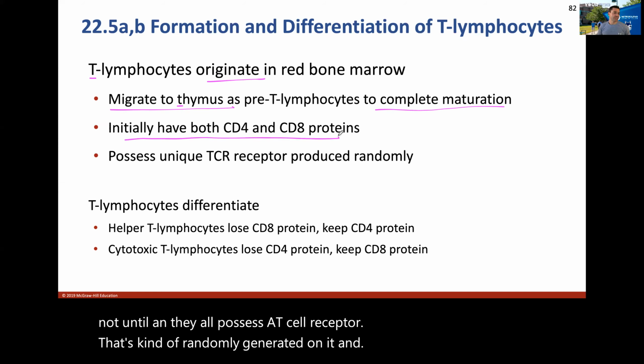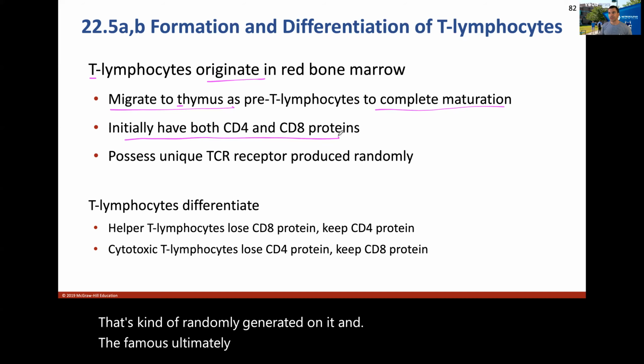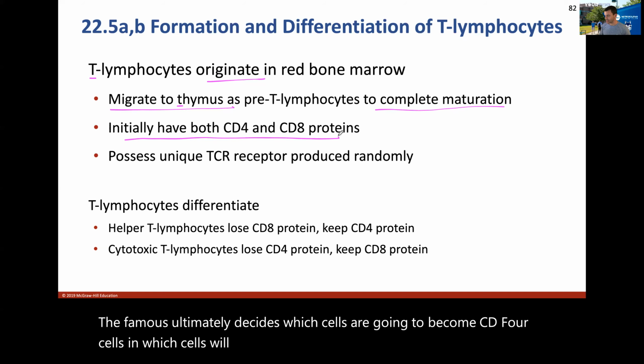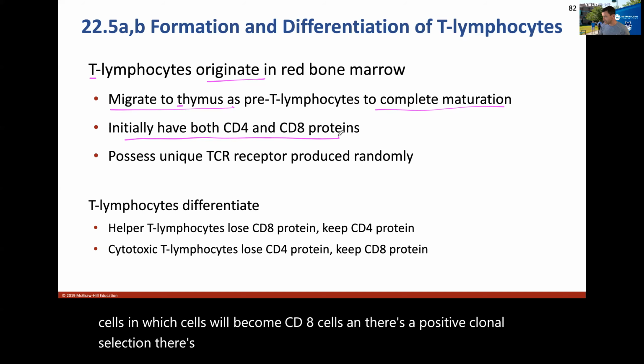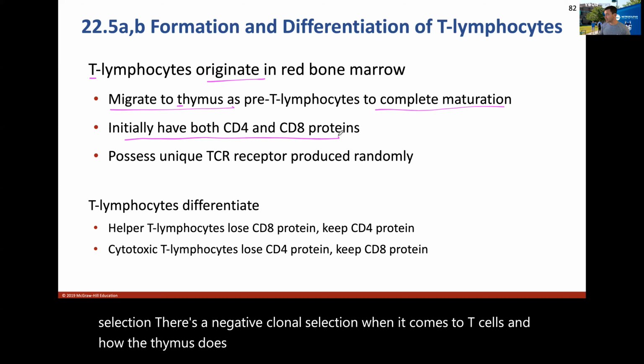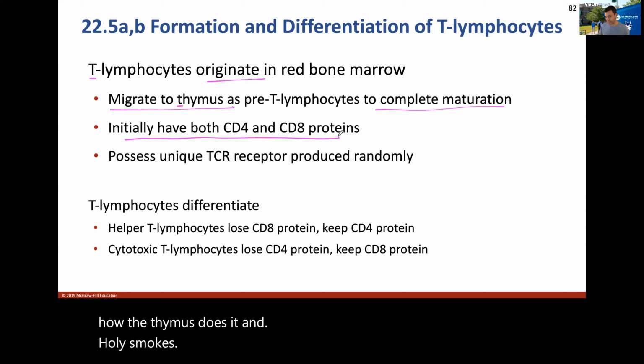The thymus ultimately decides which cells are going to become CD4 cells and which cells will become CD8 cells. And there's a positive clonal selection. There's a negative clonal selection when it comes to T cells and how the thymus does it. Holy smokes, it's really complex.